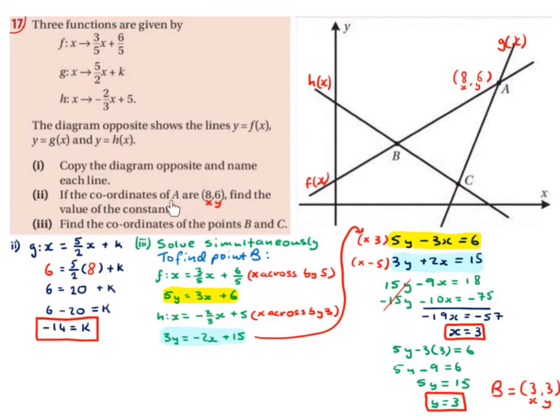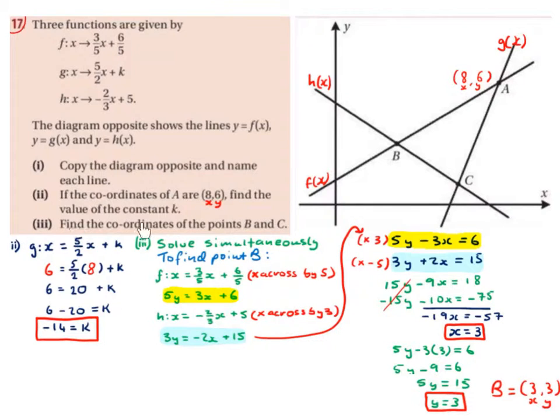Part 2, if the coordinates of A, so this point here A, are 8, 6, find the value of the constant k. So we need to find k. So g of x is 5 over 2x plus k, and we know that the point 8, 6 lies on the line g of x. So we're going to swap g of x for 6 because g of x is really y, and x for 8. 5 over 2 times 8 is 20. So we have 6 equals 20 plus k. So 6 minus 20 will equal k, so minus 14 is equal to k.